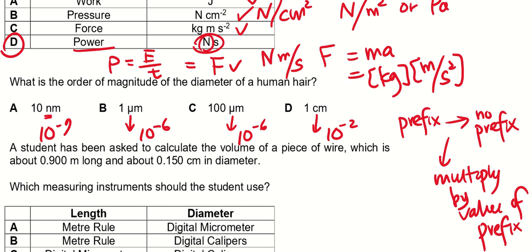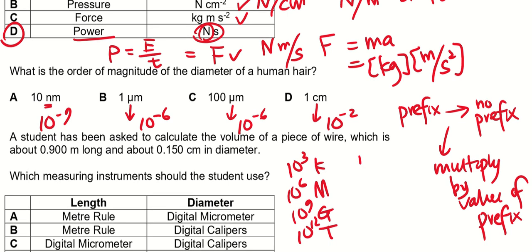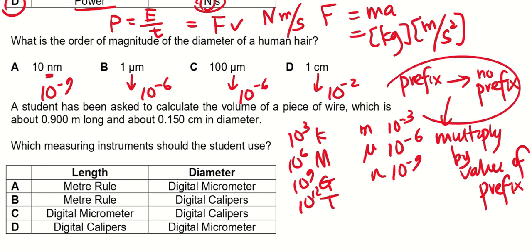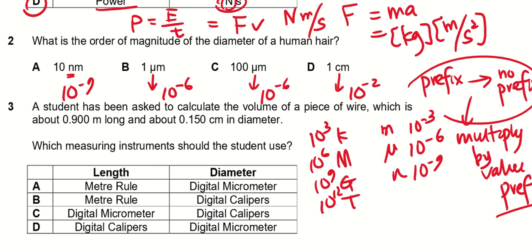Okay, so you have kilo, mega, giga, and tera. So this is 10 to the power of 3, 10 to the power of 6, 10 to the power of 9, and 10 to the power of 12. And we have on the other side the milli, 10 to the power of minus 3, micro 10 to the power of minus 6, nano 10 to the power of minus 9. So you need to memorize this, and if they want you to convert from prefix to no prefix, you multiply by the value of prefix. So answer for this is actually C.